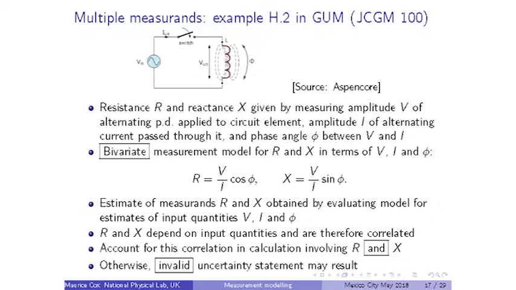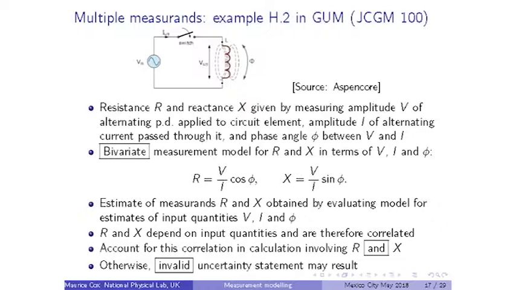A simple example which already occurs in the GUM. The GUM, although it doesn't treat multiple measurands, it gives an example of a multiple measurand. It's a very simple example. Resistance R and reactance X are given by measuring the amplitude V of an alternating potential difference applied to a circuit element, where I is the amplitude of the alternating current passed through it with phase angle phi. The GUM quotes the bivariate measurement model in the middle of the screen. R and X are the output quantities, V, I, and phi are the input quantities.